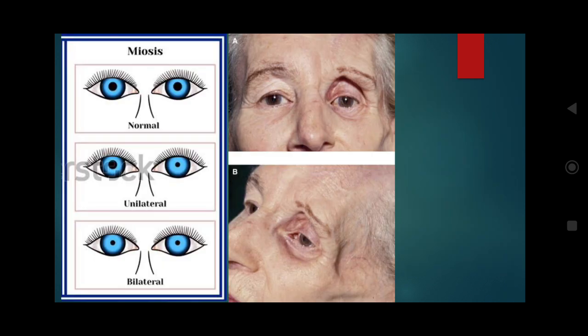In the first picture, you can identify miosis. In the above picture, you can identify this is a normal one. Second, unilateral, you can identify the left eye pupil: contraction of the pupil is more. That is miosis. In the third picture, you can see bilateral, that is both eyes, the pupil is contracted more. That is called miosis. In the second picture, you can identify enophthalmos, recession of the eyeball. The eyeball is moved posteriorly. That is called enophthalmos.